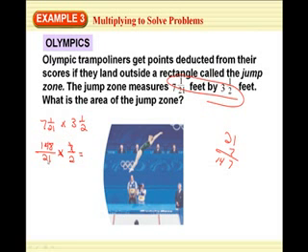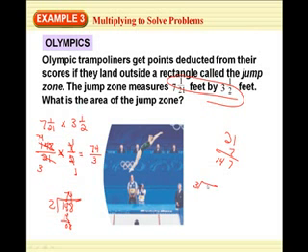7 and 21 can cancel. 7 goes into 7 once, 7 goes into 21 3 times. 2 and 148, 2 goes into 2 once. Half of 148, 148 divided by 2 is 74. So top times, 74 times 1 is 74. 3 times 1 is 3.